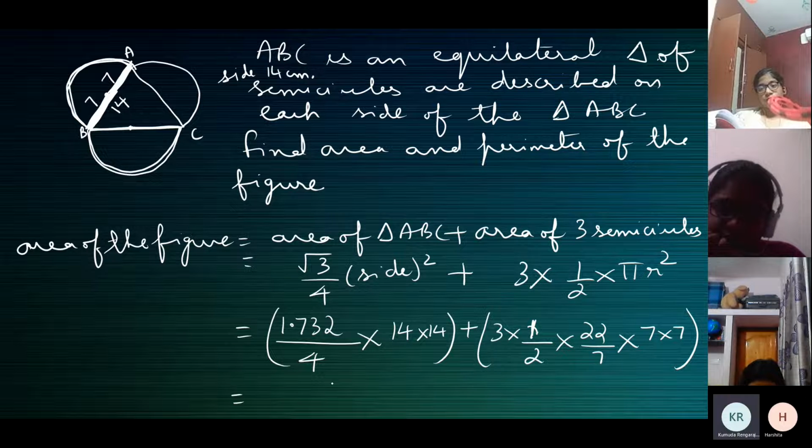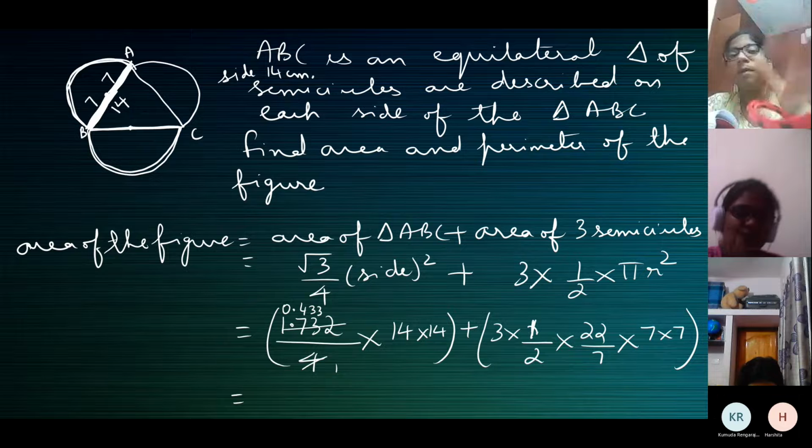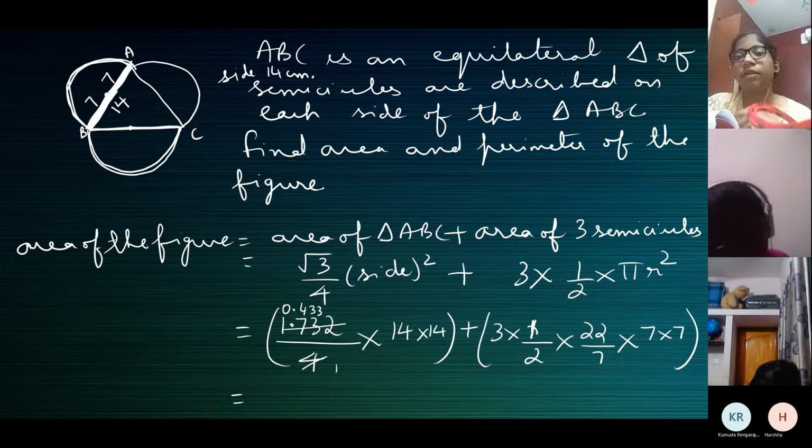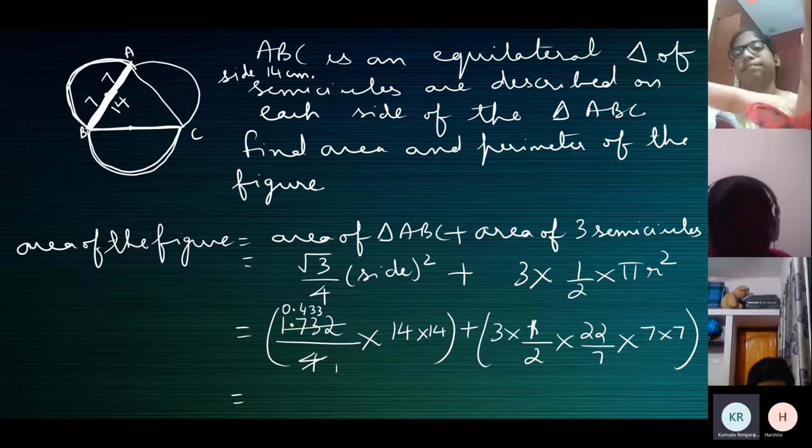Calculate the first one. Tell me the value. You can cancel this. 4 ones are 4, 4 fours are 16, 1 remains, 4 threes are 12, 1 remains, 4 threes are 12. You can divide 1.732 and 4. Like pi has an appropriate value, root 3 has this as its value. No, the value of root 3 is a non-terminating, non-repeating decimal. This is an approximate value.